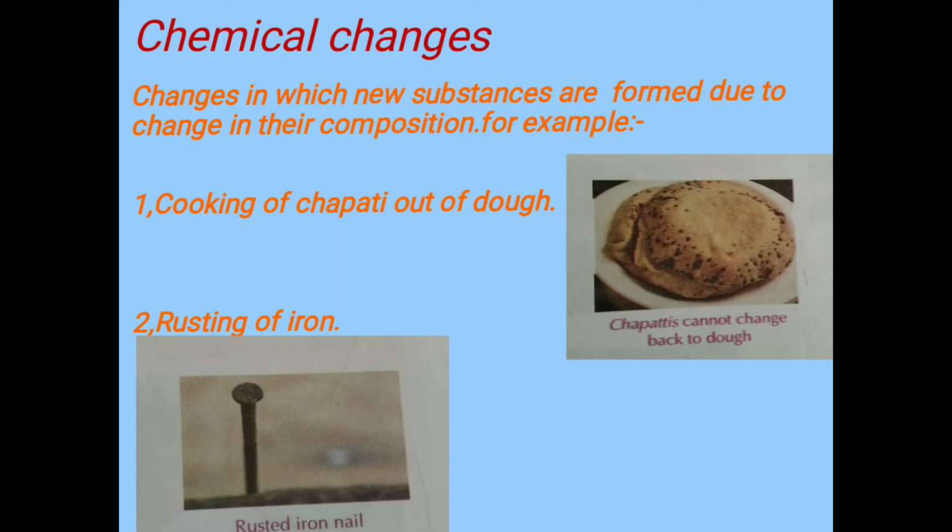Now chemical changes. These are changes in which new substances are formed due to a change in their composition. The changes in which new substances are formed due to chemical changes are irreversible changes. For example, cooking of chapati out of dough. In this case, we cannot get back the wheat flour. Rusting of iron. Rusting of iron means formation of a powdery substance on the iron. In this case, once the powdery substance is formed on the iron, we can't get the iron back.